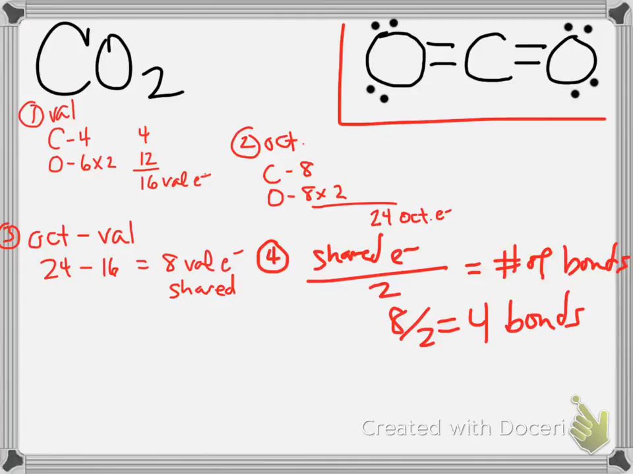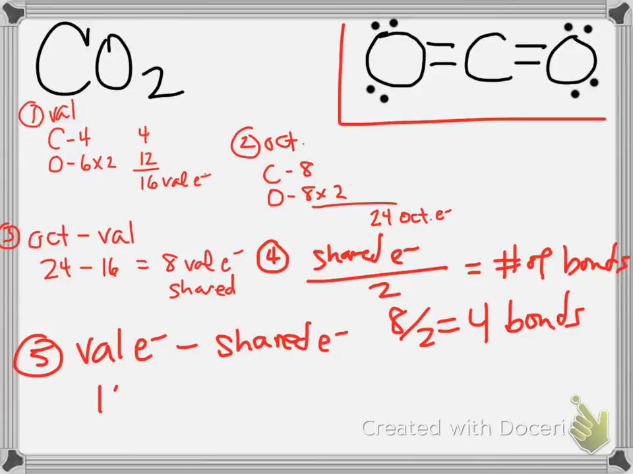The last step, step 5, is finding out how many are unshared pairs. So to do that, we look at how many electrons everything came in with. We look at the valence electrons, and we subtract the number of shared electrons. So in this case, we came in with 16. We're sharing 8. That means there will be 8 unshared electrons.